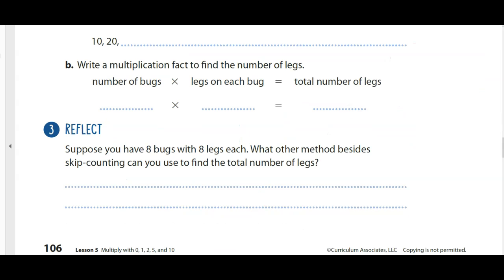Part B says, write a multiplication fact to find the number of legs. Okay. How many bugs? This last example that we just did. Number 2. It says, look ahead. How many bugs does she draw? 8. And how many legs on each bug? 10. It was 10 legs on each bug. So again, 8 times 10? 80.